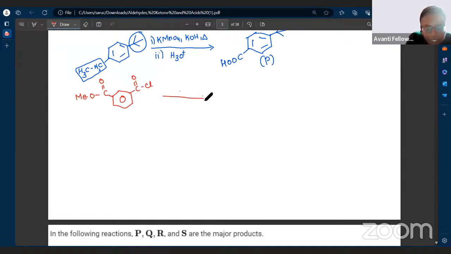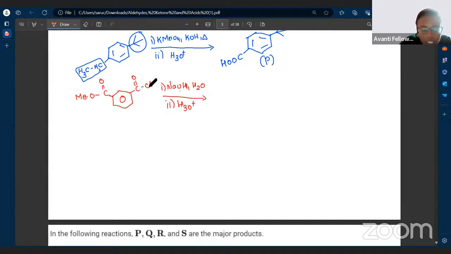You have two groups, the acyl halide and the ester group, and you're treating it with NaOH, water, and in the second step you're doing the hydrolysis. So what type of reaction will it undergo? It will undergo a substitution reaction. Which is a good electrophile over here, COOMe or COCl? COCl is a good electrophile.